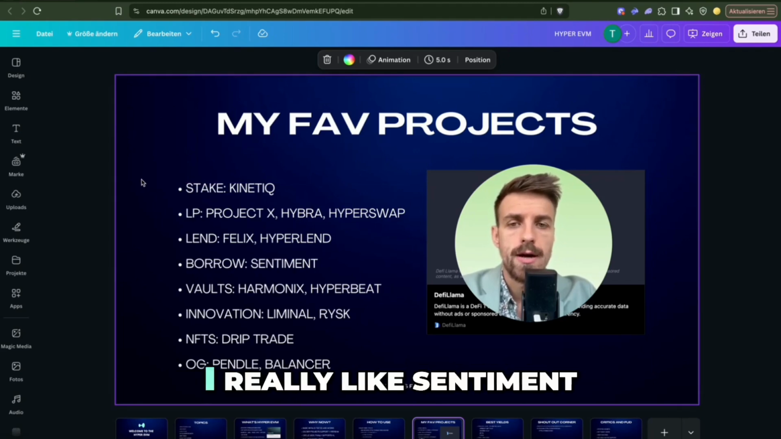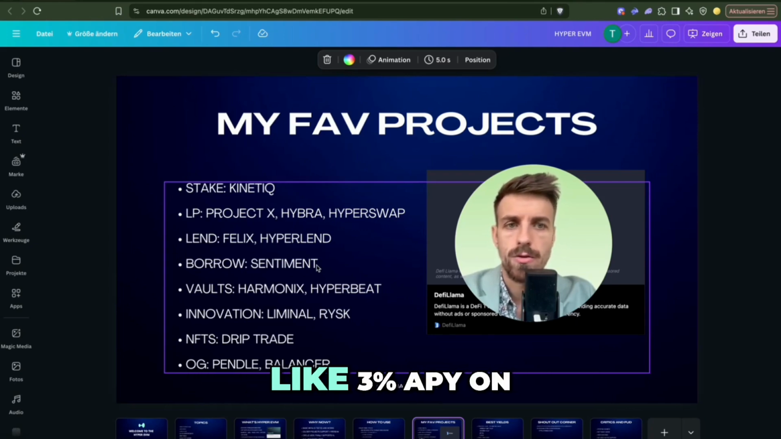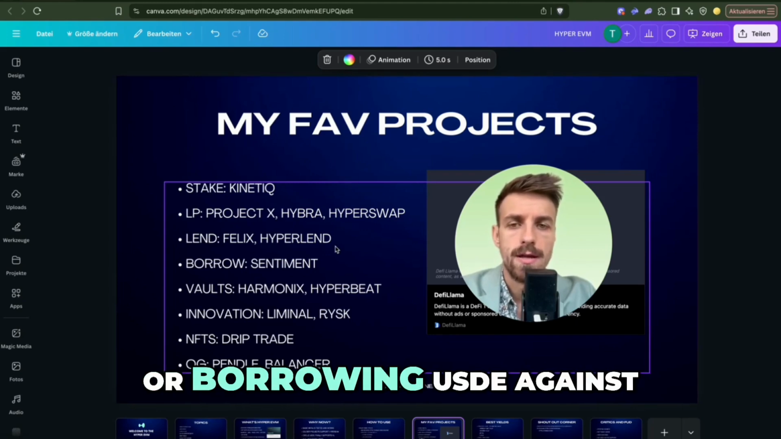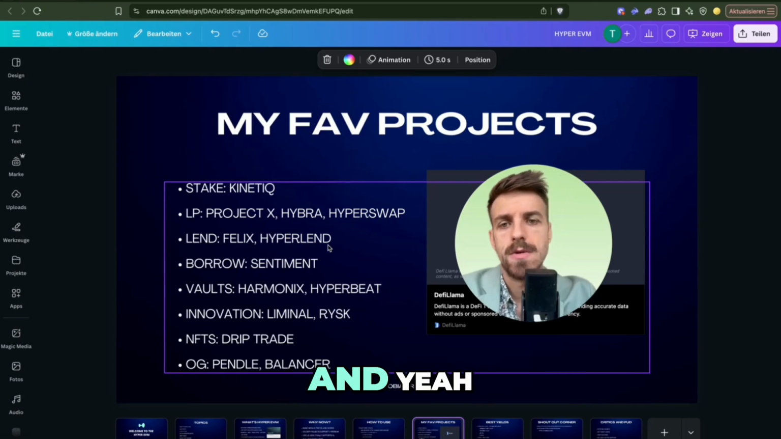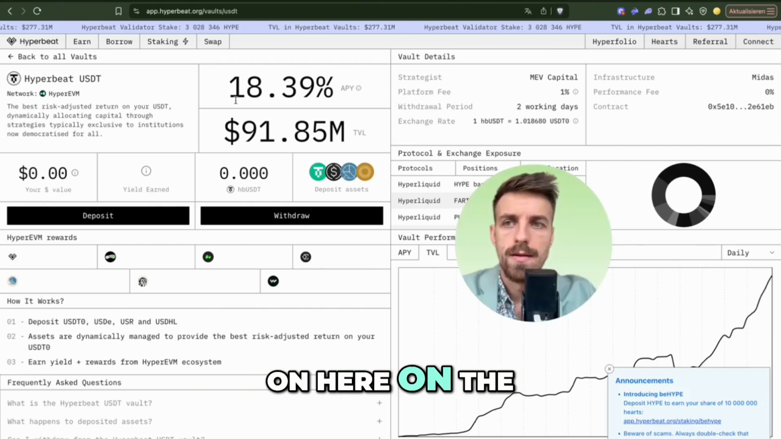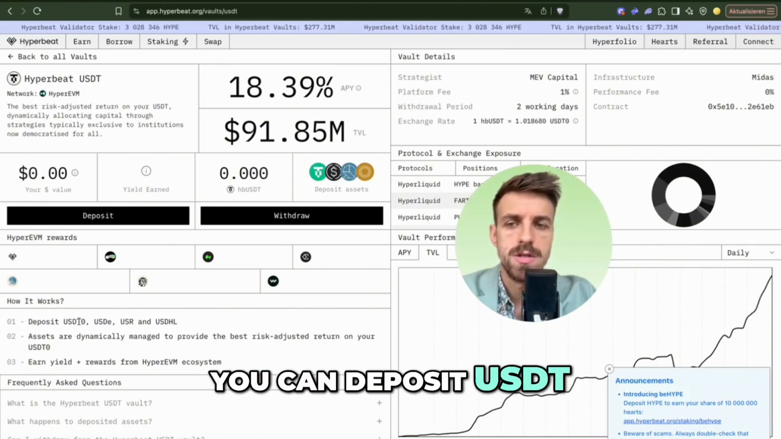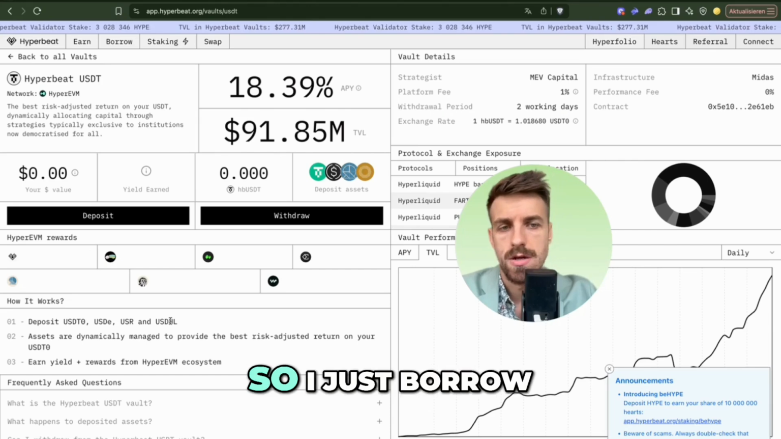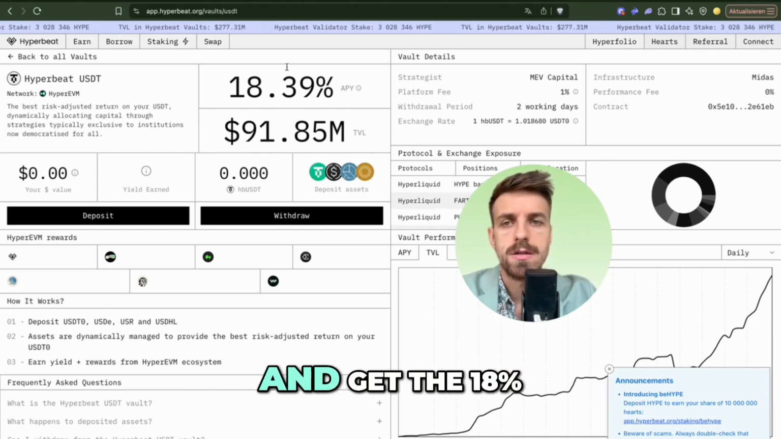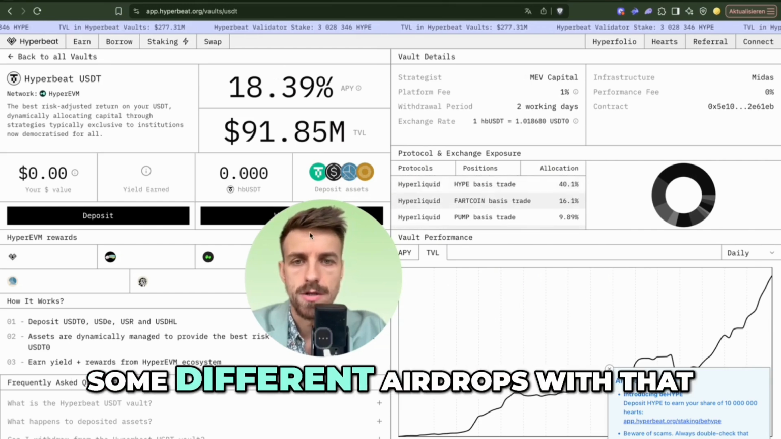on there. For borrowing, I really like Sentiment because I can borrow against K hype on there, and you just pay like 3% APY on lending or borrowing USDE against your K hype. And what I do, I take the USDE and I put them here on the Hyperbeat USDT vault. So you can see here you can deposit USDT, USDE, USR, and USDHL. So I just borrow USDE on Sentiment and deposit it on here and get the 18% APY, and also farm some different airdrops with that.